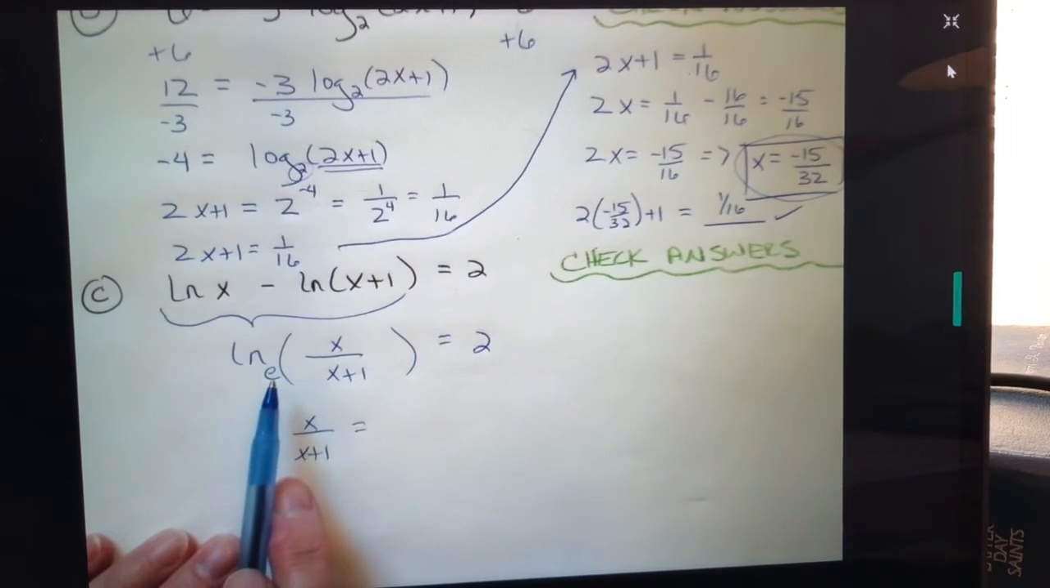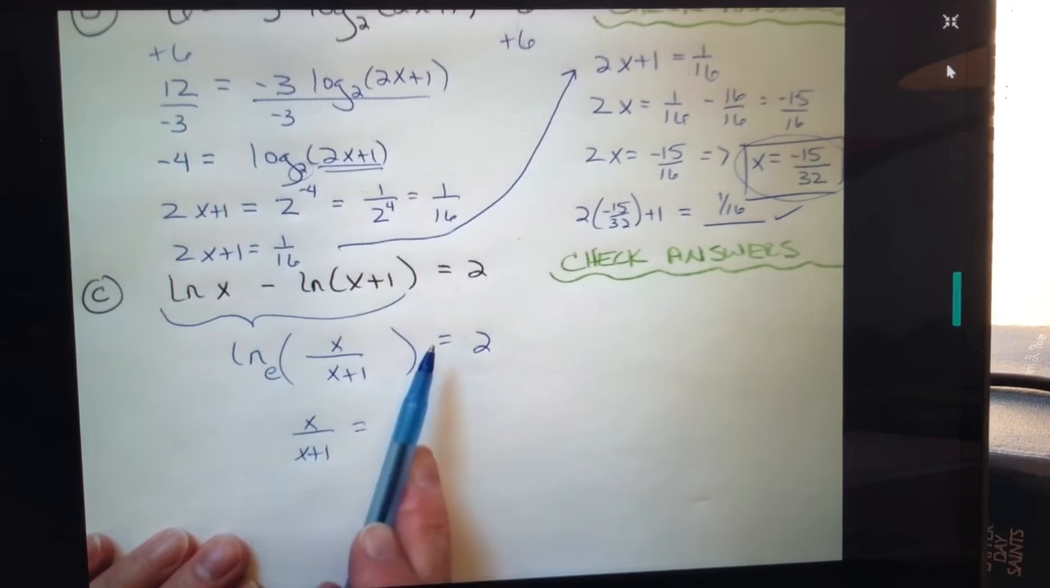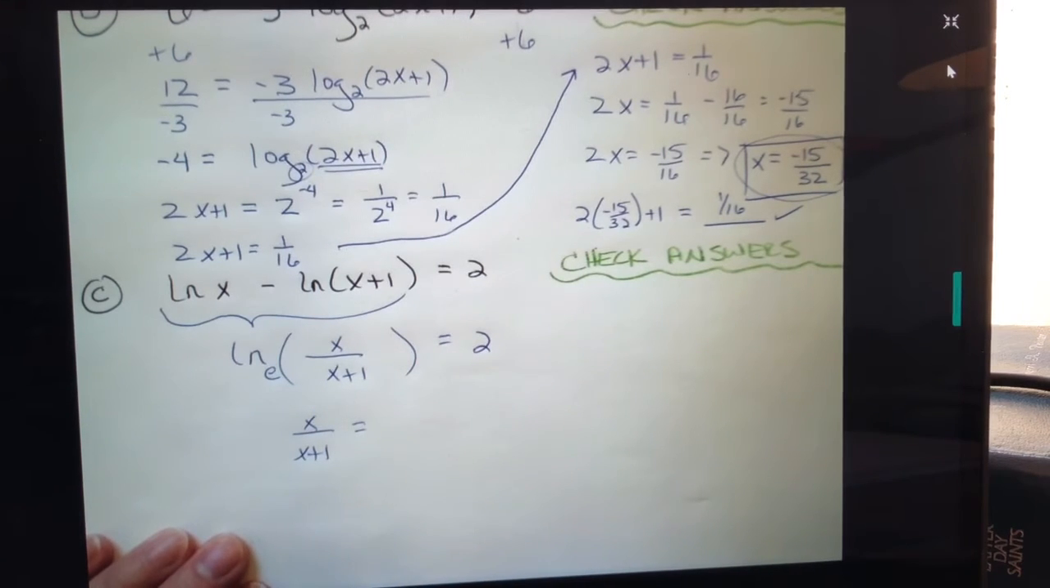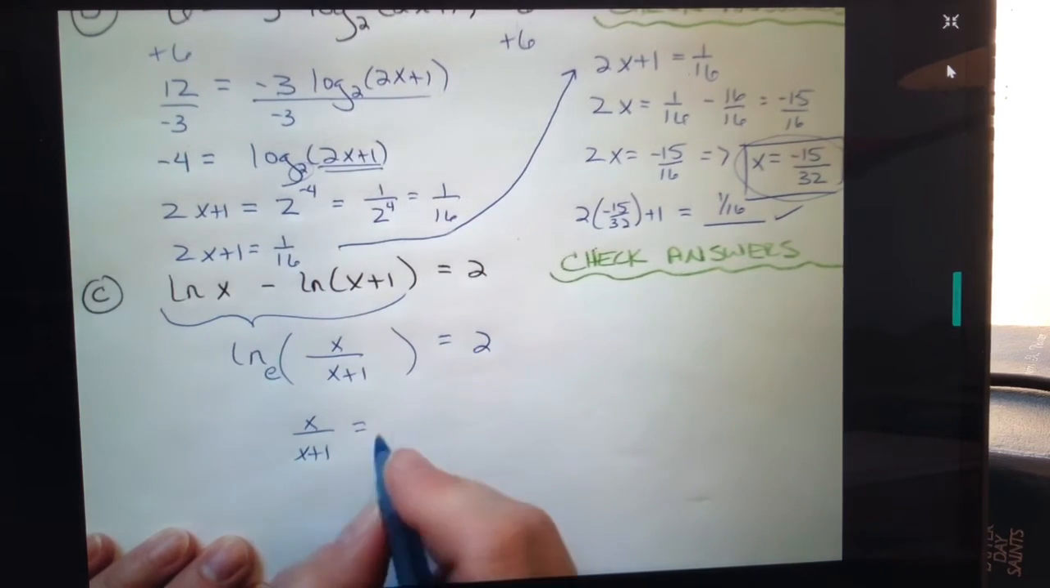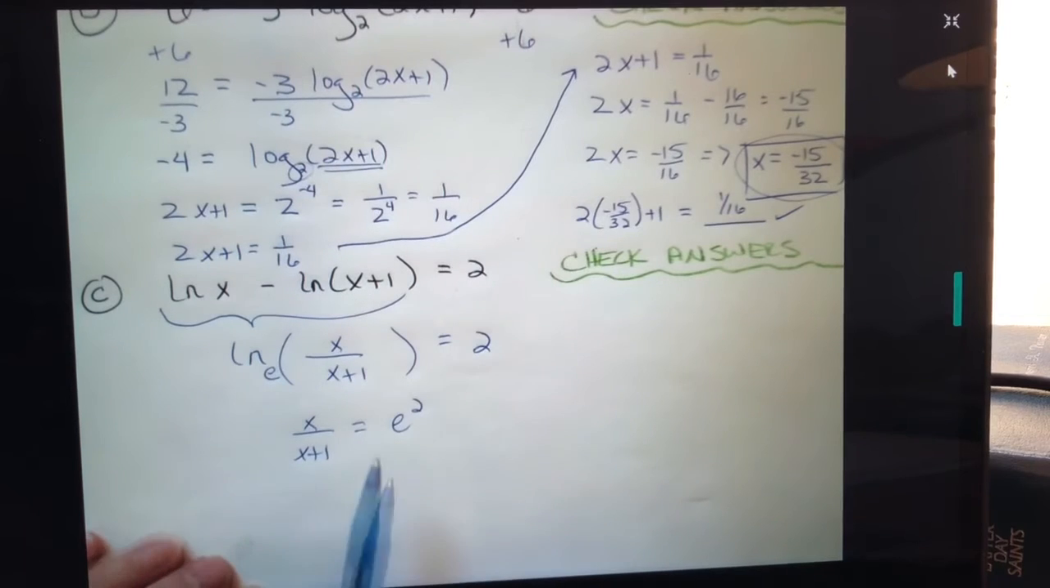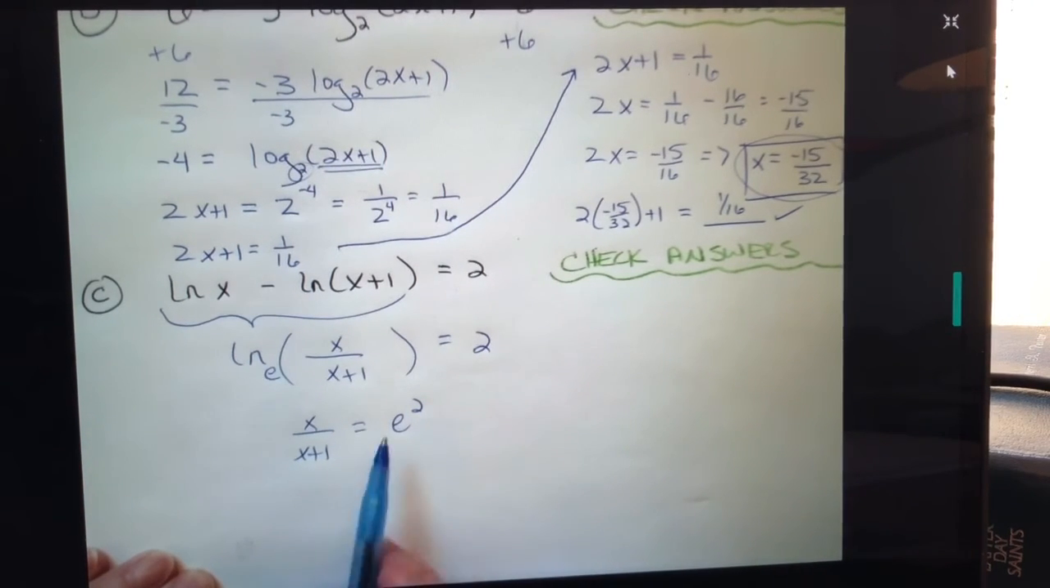If it's not written, putting it in might help you see how to make the transition into exponential form. So x over x plus 1 equals this base, and that becomes my power, e squared. Okay, so this is now an algebraic equation that we need to go solve for x. Now, again, it may not look that attractive, mainly because we have x in more than one location, and one of those locations happens to be a denominator.